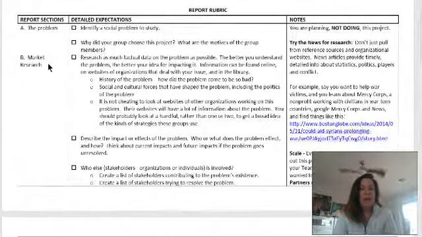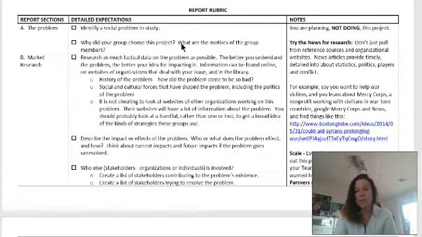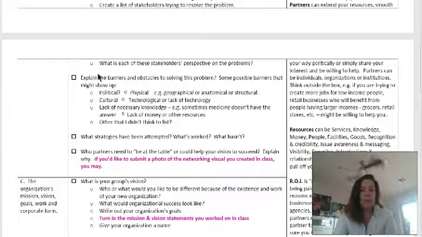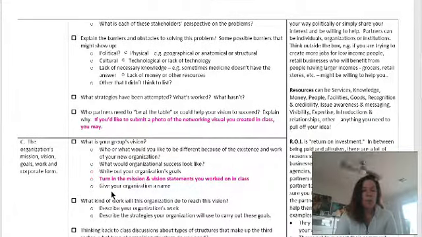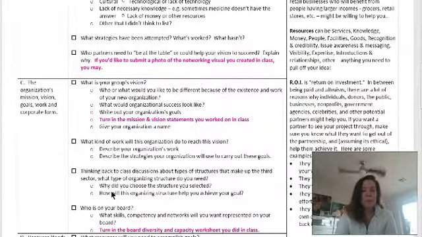All right, so you notice the report sections. There's section A, which is the problem: identify a social problem to study, why did your group choose this project, what are the motives of the group members. And then B is market research. And as I scroll down, the first part of C is the organization's mission, vision, board, work, corporate form, etc.